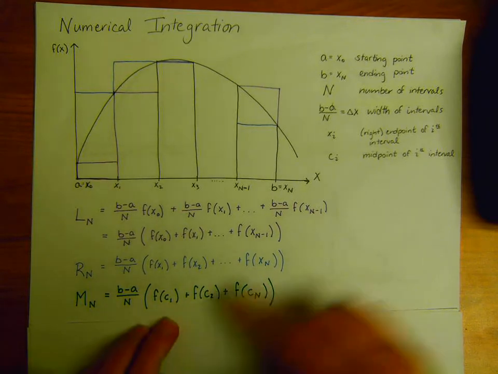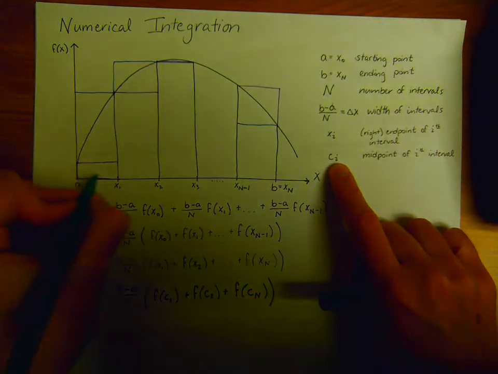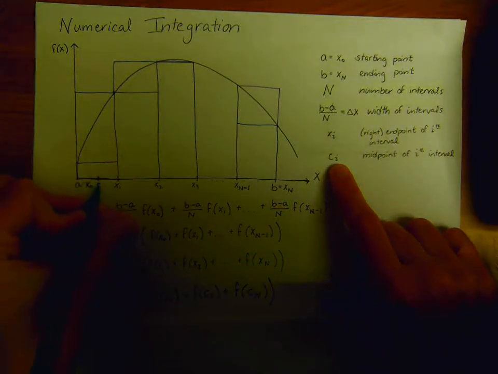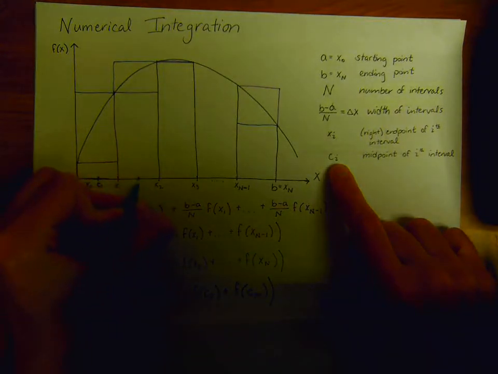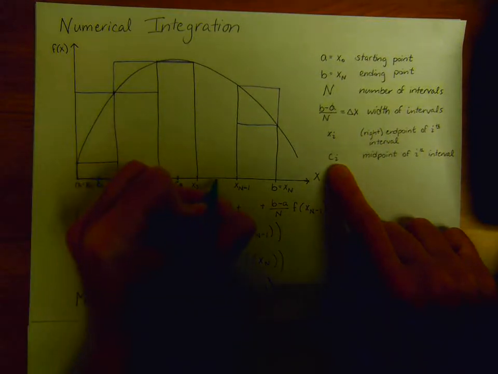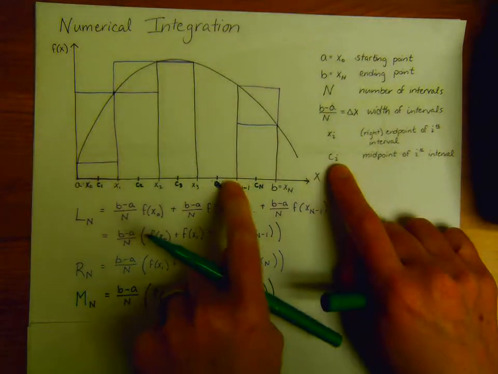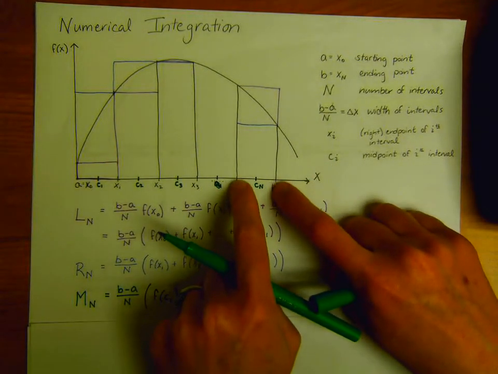In this case, c sub i is the midpoint of the ith interval, so I can label that on this graph. Here's c sub 1, c sub 2, c sub 3, c sub 4, dot dot dot, and this is c sub n. It's the midpoint of the nth interval, the last one.